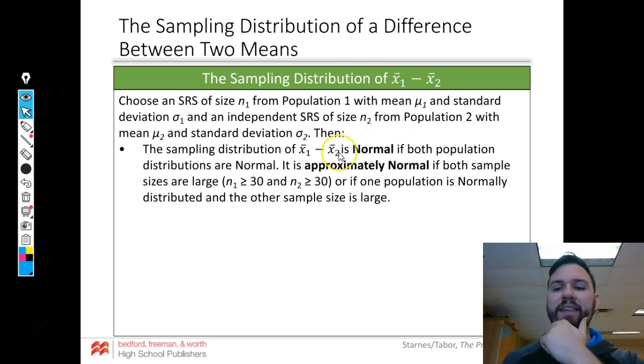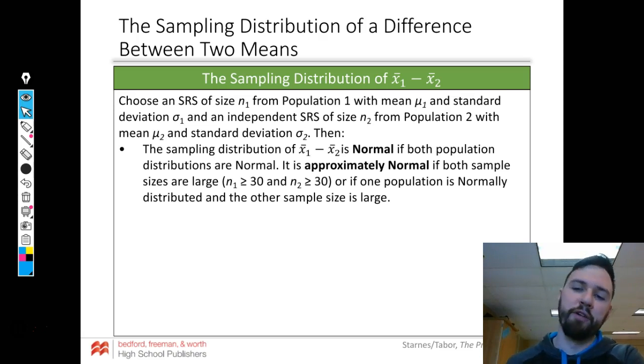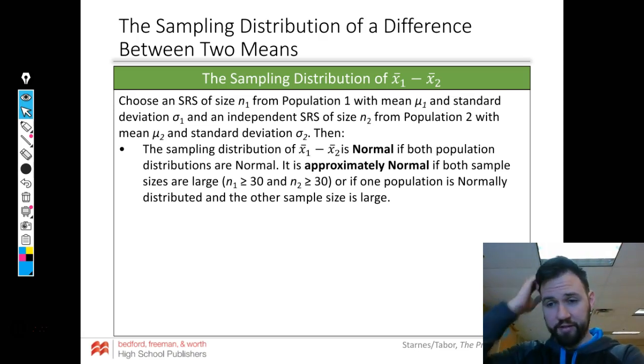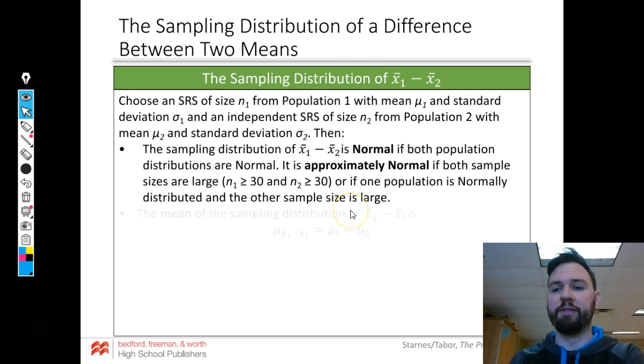So the shape of the difference of two means is normal if each distribution is normal. And you can tell that because if both samples are large, or both populations are normal, or if one sample is over 30 and the other one is from a normal population, okay? So there's a lot of ways to tell if the difference is normal.